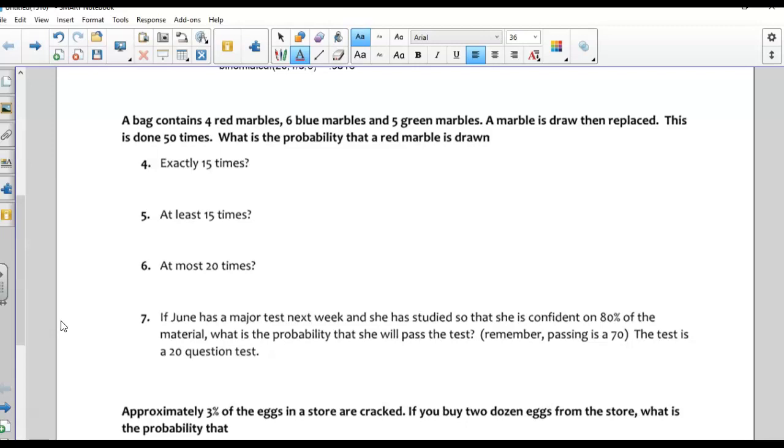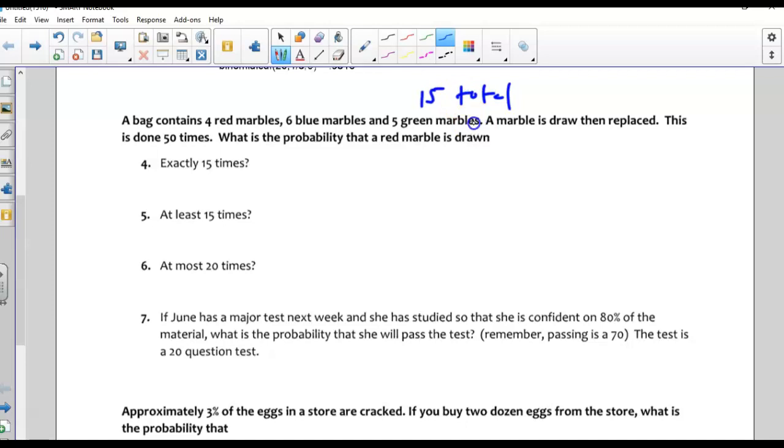Now moving along. A bag contains 4 red marbles, 6 blue marbles, 5 green marbles, and marbles are drawn then replaced. This is important: we draw a marble, then we put it back. Overall we have 4 red plus 6 blue, that's 10, plus 5, that's 15 marbles total. When we take one out it's 14, and we put it back, it's 15 again. This is done 50 times. What is the probability that a red marble is drawn exactly 15 times?